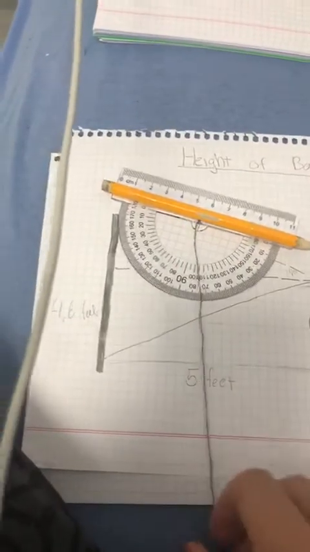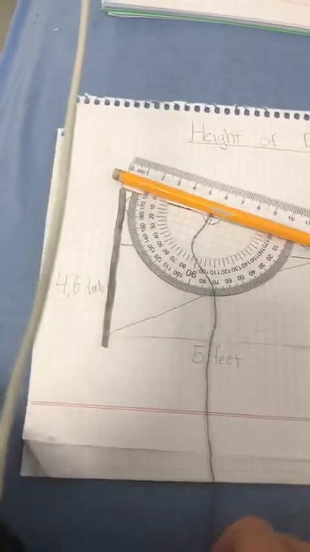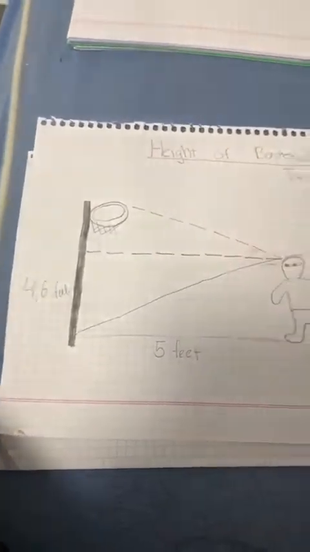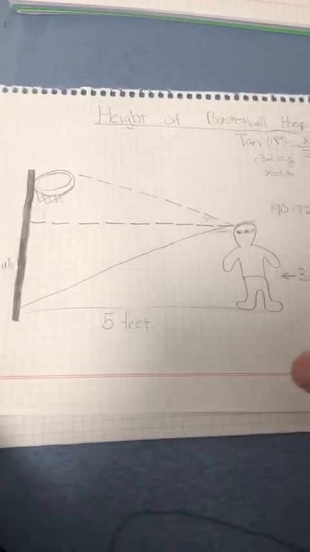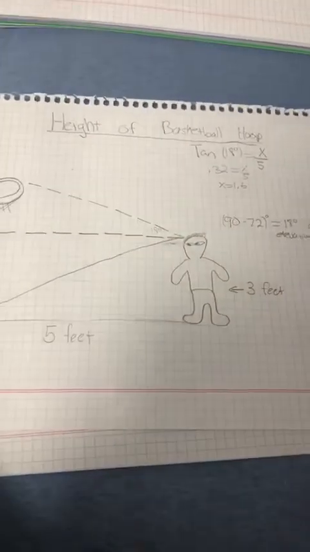And I pulled the string down. As you can see, it goes down about at the 72 mark, something like that. And then 90 minus 72 is equal to 18 degrees, and that's how I got my angle of elevation. And so that's how I got the tangent 18.